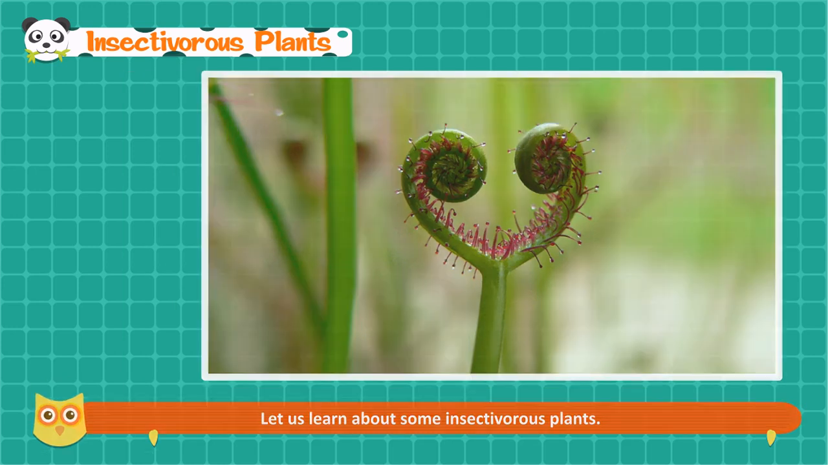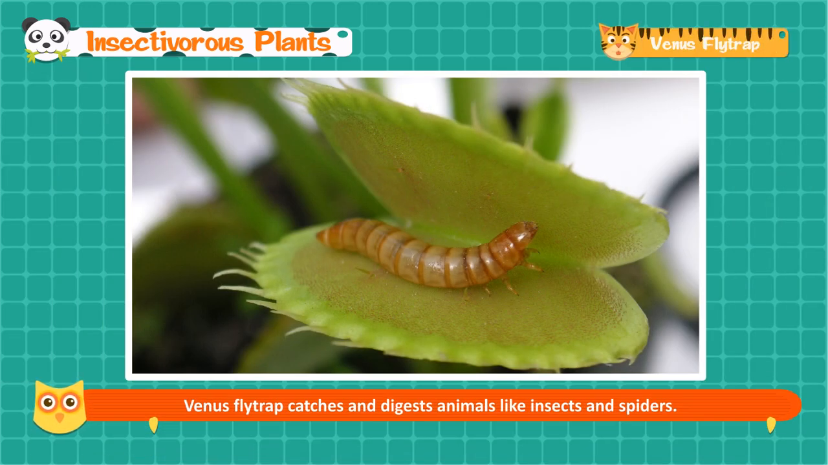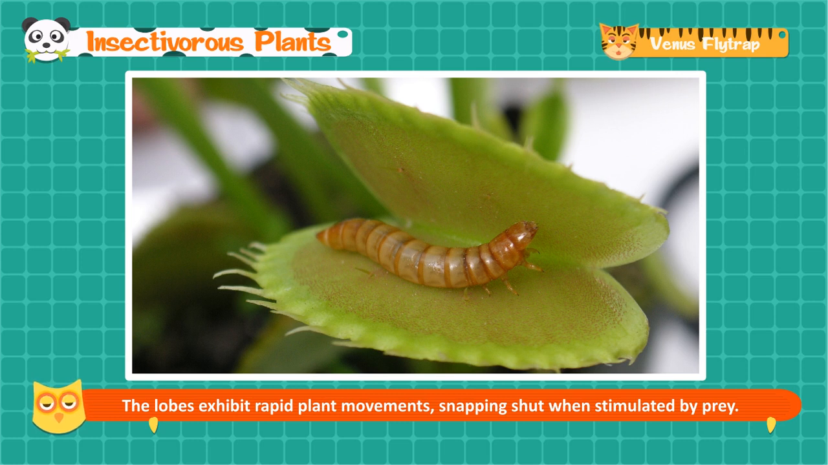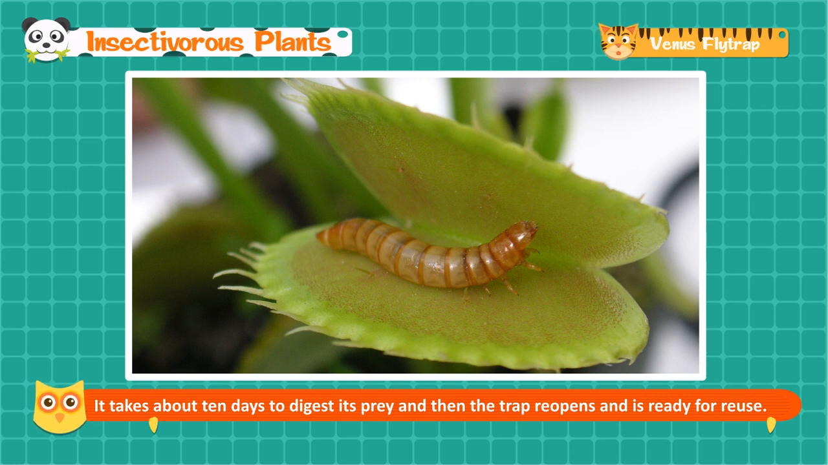Venus flytrap. Venus flytrap catches and digests animals like insects and spiders. It has a pair of terminal lobes hinged at the midrib forming the trap. The lobes exhibit rapid plant movements, snapping shut when stimulated by prey. It takes about 10 days to digest its prey, and then the trap reopens and is ready for reuse.